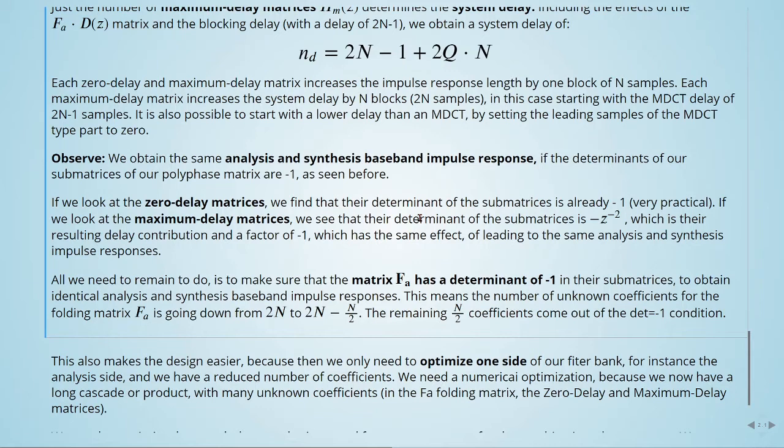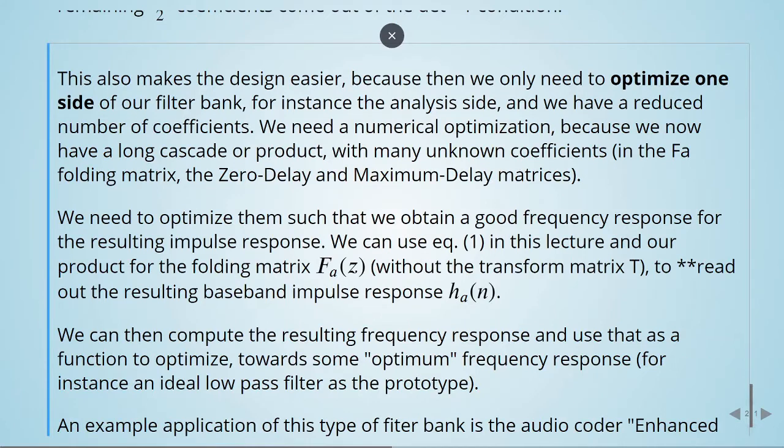This means that the number of unknown coefficients for the folding matrix FA is going down from 2 times capital N to 2 times capital N minus capital N divided by 2. So the remaining capital N divided by 2 coefficients come out of the determinant equals minus 1 condition. This also makes the design easier because then we only need to optimize one side of our filter bank, for instance the analysis side, and we have a reduced number of coefficients.